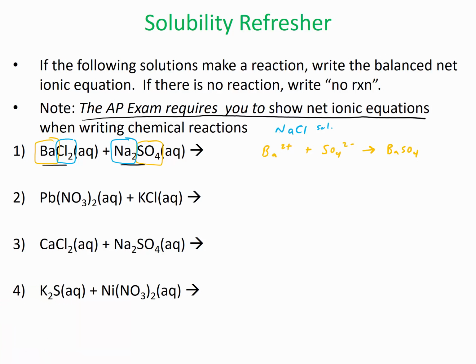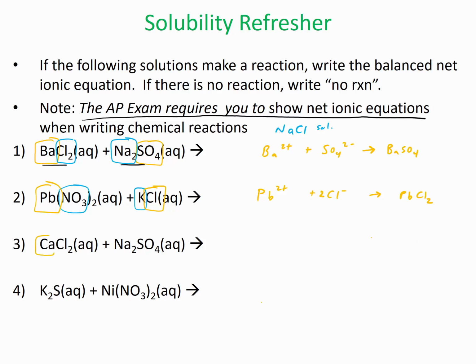Okay, again, swap our ions. So K and NO3 are going to be potassium nitrate, so that should be soluble. Pb and Cl is an exception. So that one should be our reaction, Pb plus Cl minus, and that makes PbCl2, so 2 chlorides.